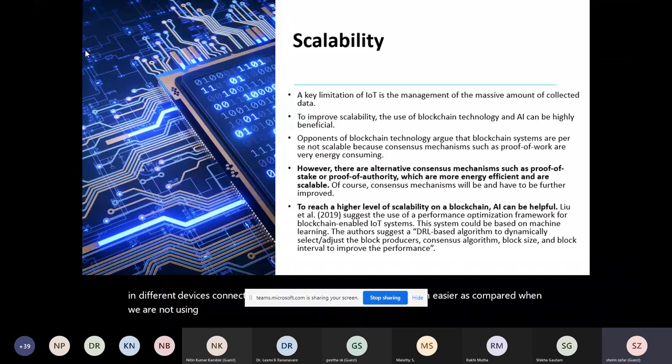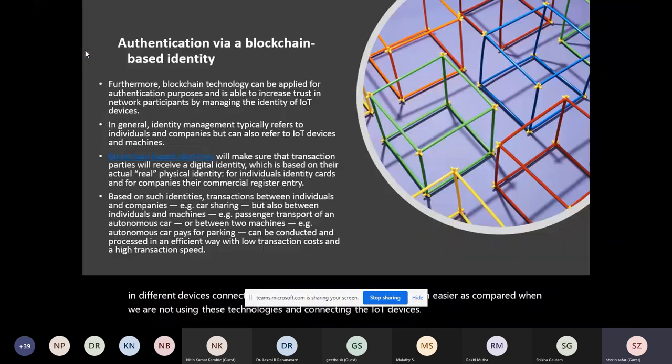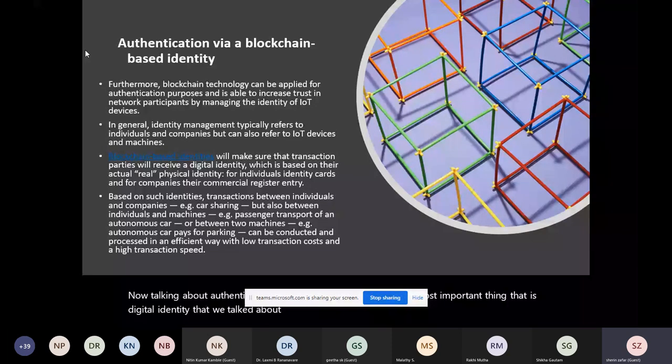Now, talking about authentication. Authentication, that is digital identity, is also one of the most important things, which we talked about a lot in the previous section. Blockchain is used for maintaining trust. For example, when you are utilizing a car sharing option, or a transaction or transport between autonomous cars and any type of machines, digital identity and authentication will help to avoid any type of breaches, trust issues, or vulnerabilities. It will help in getting low cost transactions and higher transaction speed. And the most important thing is that trust will be maintained between the user and the devices they are connected to.